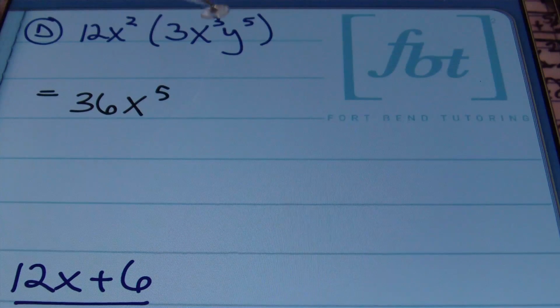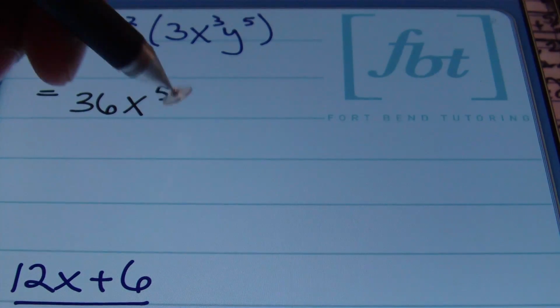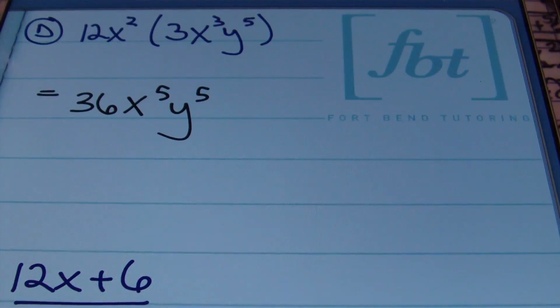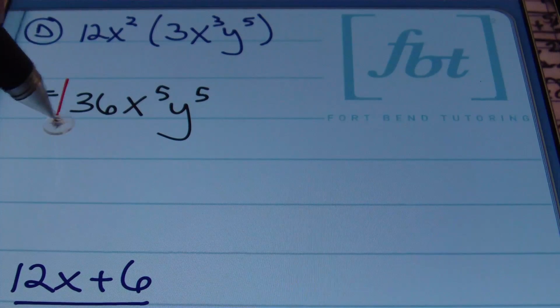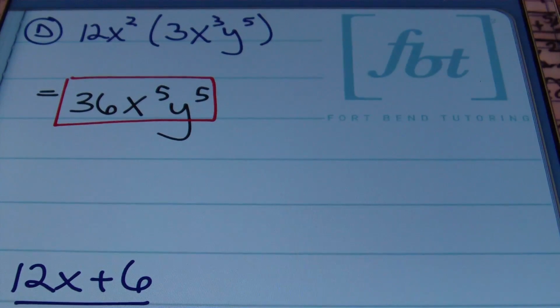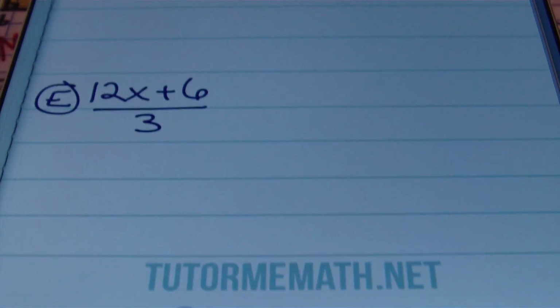And then, since I only have that y to the 5th power to multiply, you'll just bring that down as it is as the last part of your result. All right, and that's the answer. There it is: 36x to the 5th power, y to the 5th power. Oh yeah, there you have it. That was problem D.